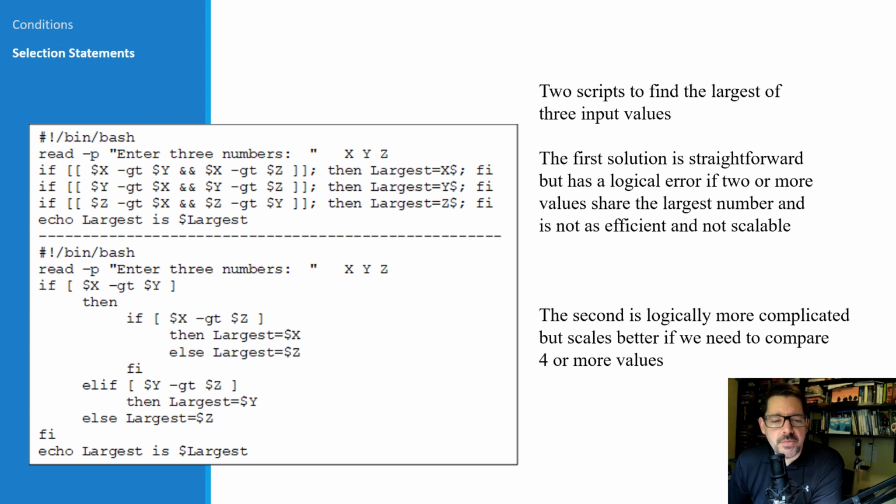So here are two scripts to find the largest of three input values. The first solution is pretty straightforward. We have a separate if statement for each to test the condition. It'll work, but the bottom one is a little bit more complicated, though it would scale better, right? It'd be easier to modify this program to work with additional variables. So that's a different example. And again, the one on the bottom is a nested if then else, right? So we're kind of nesting in there.